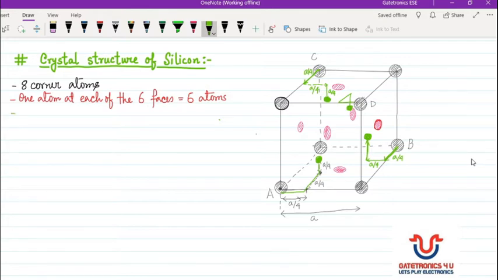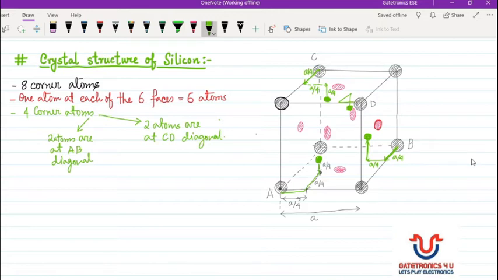So we can write here that four corner atoms, out of which two atoms are at AB diagonal and two atoms are at CD diagonal. Always these two diagonals will be perpendicular to each other. So this is the total structure of the unit cell of silicon, and this a is the lattice constant. So this is the final structure of the unit cell of the silicon material.